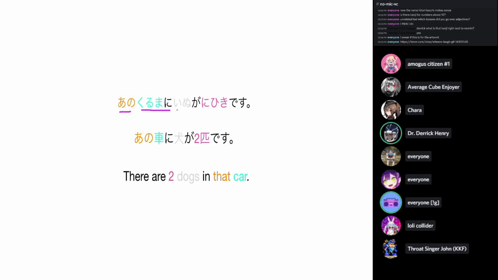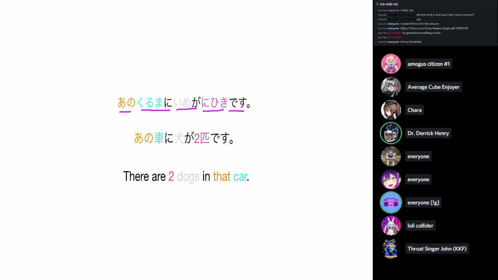So, ano kuruma ni inu ga 2匹です. So, ano kuruma, we just talked about the koso ado for kono sono. So, ano, that car over there, ni, so at that car over there, or in that car over there, inu ga, dogs, 2匹です, 2, right? So, there are 2 dogs in that car.